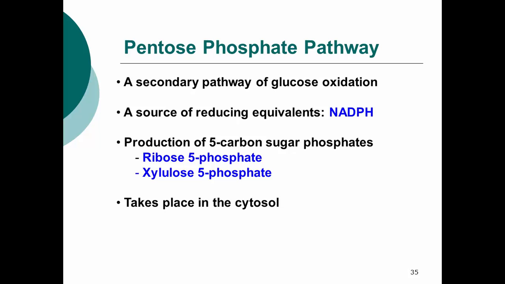So this is the so-called secondary pathway of glucose oxidation. Again, I mentioned one of the important functions of this pathway is to produce NADPH, right? And also the production of 5-carbon sugar phosphates, like ribose 5-phosphate and xylulose 5-phosphate, right? And this 5-carbon sugar phosphate is a very important precursor for nucleotide synthesis, right? And this reaction takes place in the cytosol.